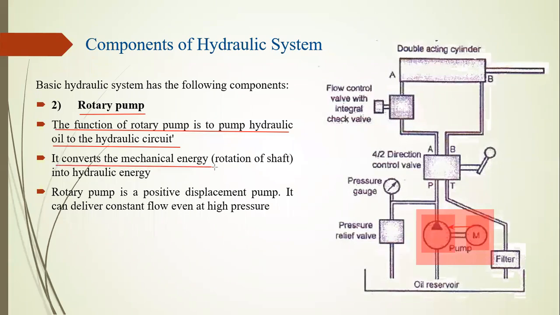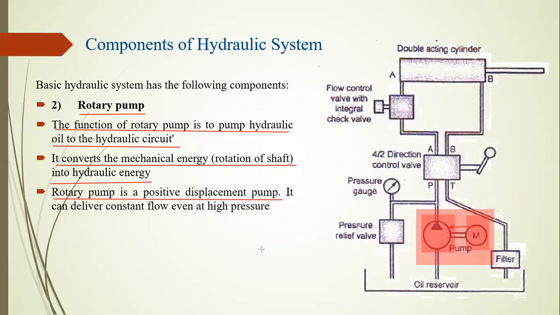It converts mechanical energy, given from the rotation of a shaft or from the motor, into hydraulic energy. The mechanical energy is transferred into hydraulic energy. This function is performed by the hydraulic pump. The rotary pump is a positive displacement pump. A positive displacement pump must be used in a hydraulic circuit because we require high pressure inside the line.